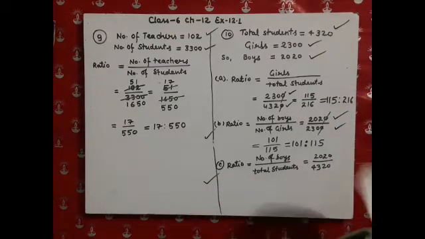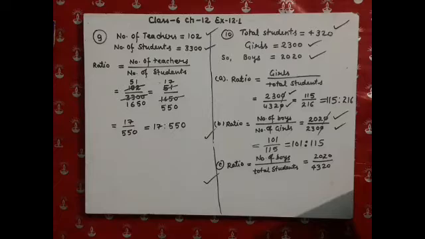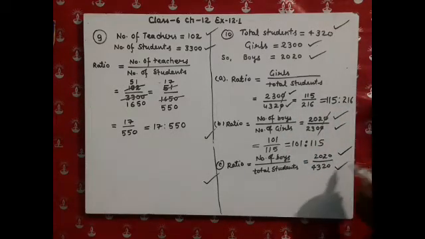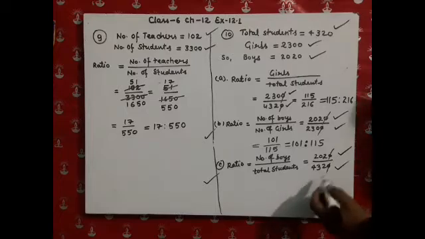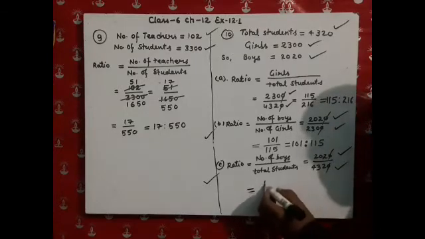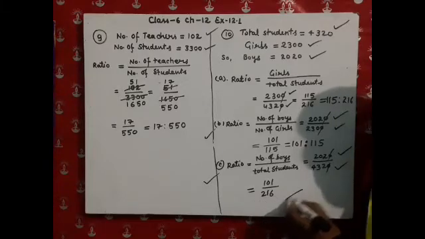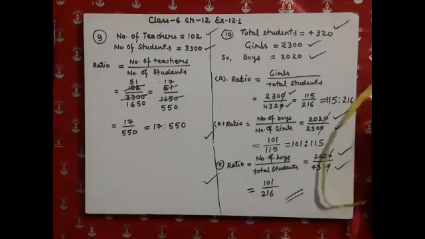Now going to the C part. Here we have to find the ratio of the number of boys to the total number of students. So the number of boys is given and the total number of students, 0 0 cancel. Now again it is divisible by 2. So it becomes 101 and here it becomes 216. So this is the solution of question number 10.